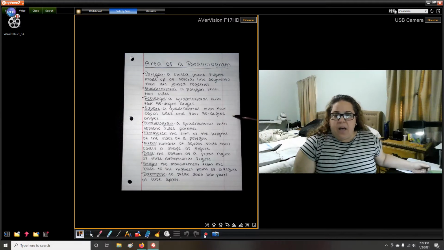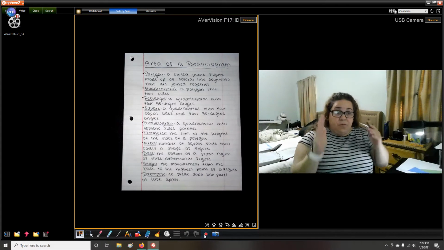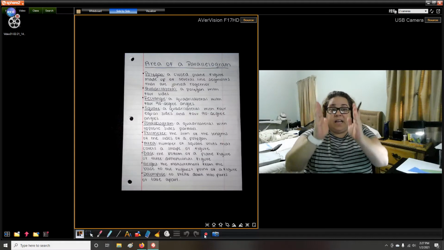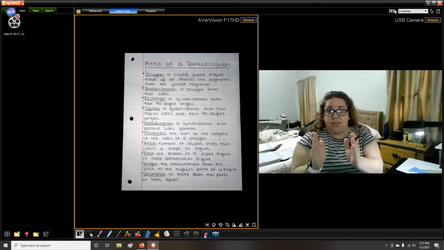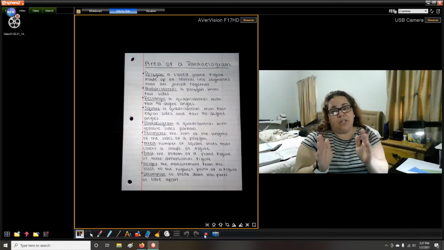Now a parallelogram is a quadrilateral with opposite sides parallel. That sounds a little confusing, but basically what it means is it's going to have a left and a right side, and those lines are going to run parallel to each other, which means they're going to run right next to each other, but they never touch. Remember, a parallel line never touches. It goes on and on forever, but it never touches.